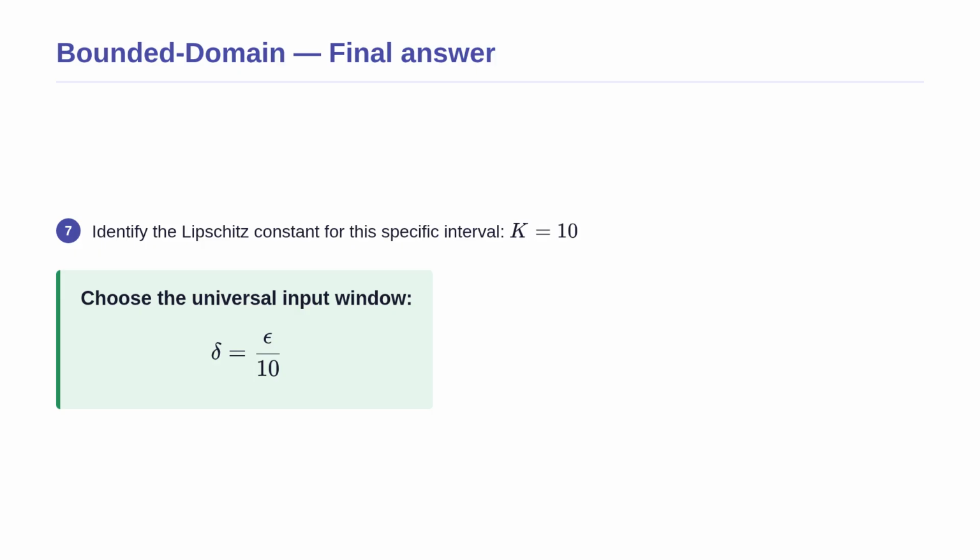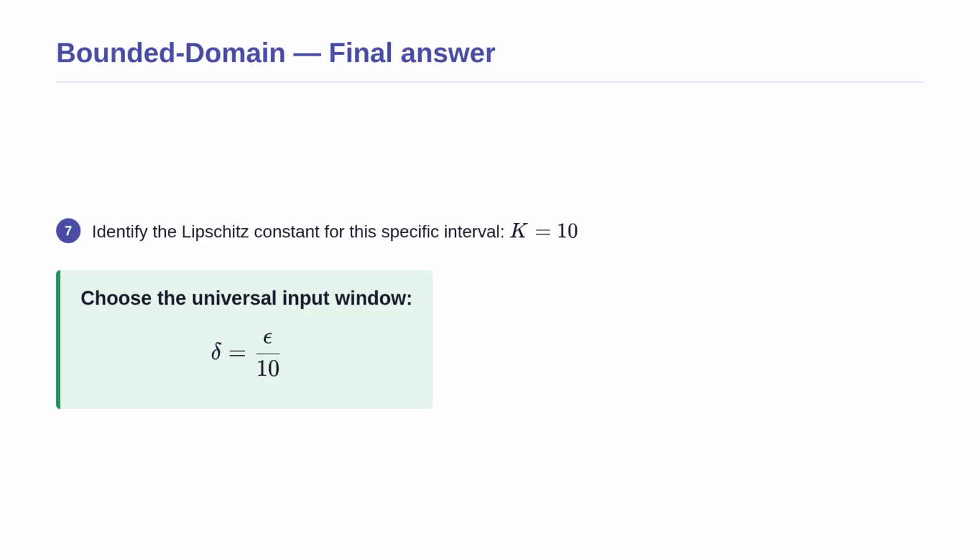To conclude our bounded domain example, we have successfully transformed a variable rate of change into a strict global speed limit for this specific interval. We have shown that on the interval from 0 to 5, the function behaves with a Lipschitz constant of 10. Therefore, for any chosen output tolerance epsilon, we can set our universal input window delta to epsilon divided by 10.